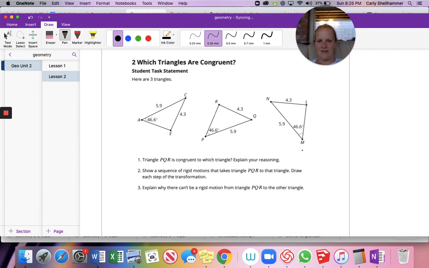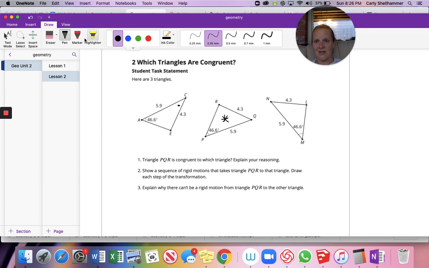So which triangles are congruent? Here are three triangles. Triangle PQR is congruent to which triangle? And explain your reasoning. So here I have 5.9, 4.3, and one angle. So this angle is not included in between the two sides. I can say that because angle C is included in between the two measured sides. So angle 46.6 is next to the 5.9 but not included. So it looks like this one might be correct. Let's check this one though.